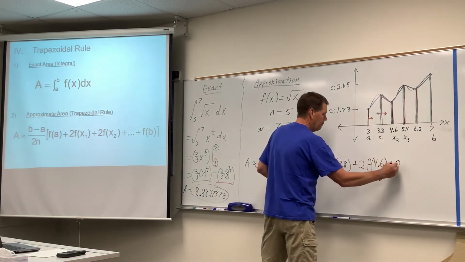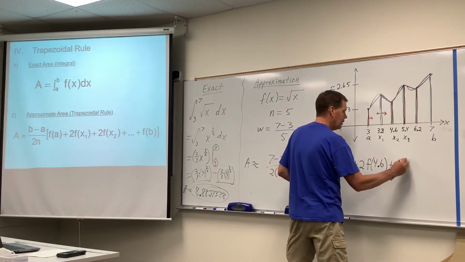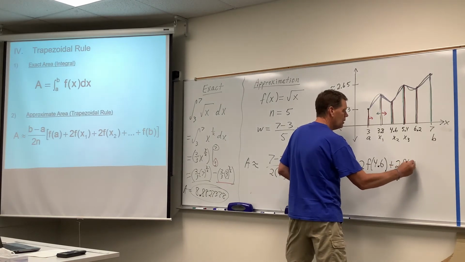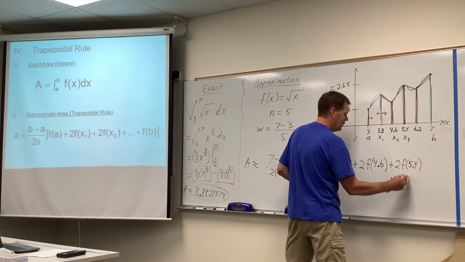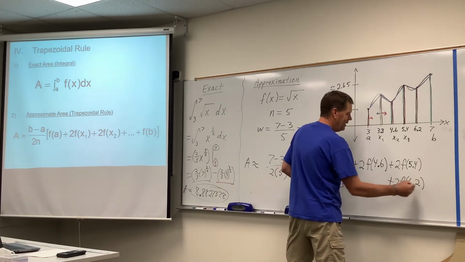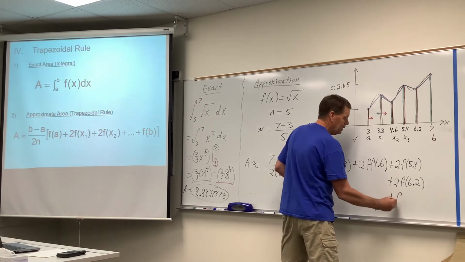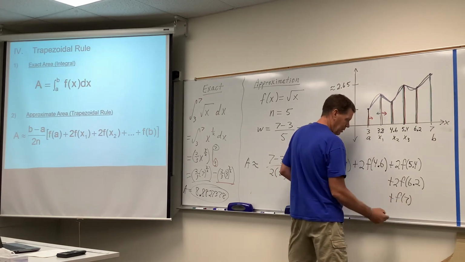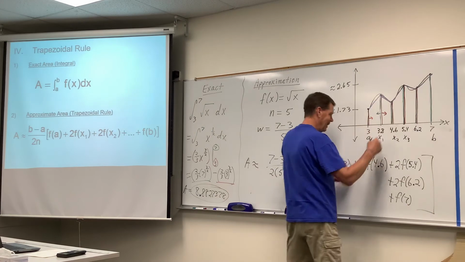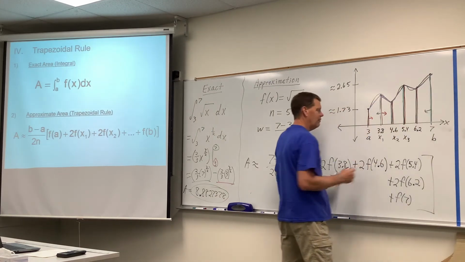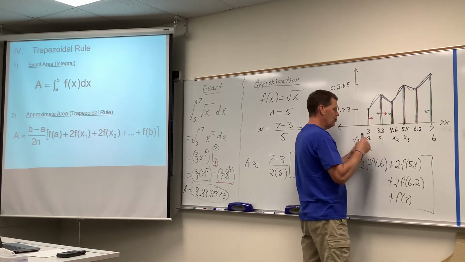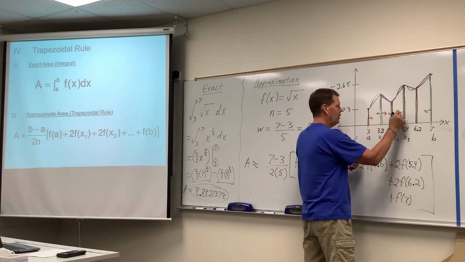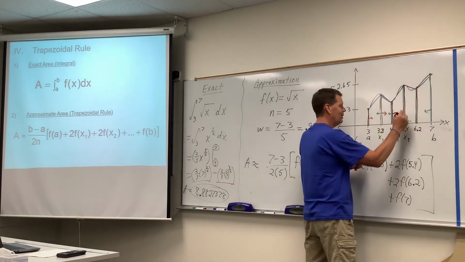And the same can be said for the f of 4.6, it gets doubled. And the f of 5.4 gets doubled. And the f of 6.2 gets doubled. I'm running out of room, sorry. But the f of 7 does not get doubled. Because again, that last trapezoid, 7 is only involved in that last one. I'll say it again, all these ones in the middle are involved in 2 trapezoids. It's going to be the left edge of one and the right edge of another. And that's why all the ones in the middle get doubled.